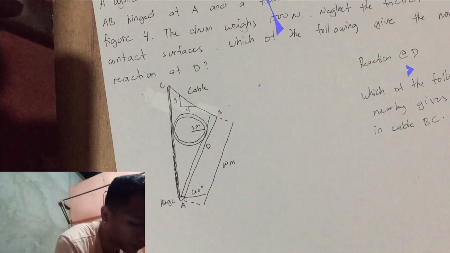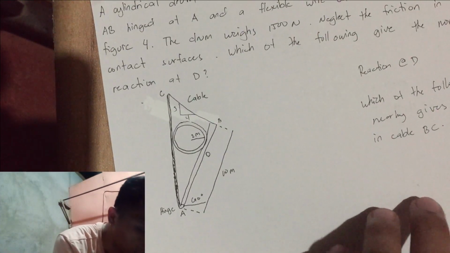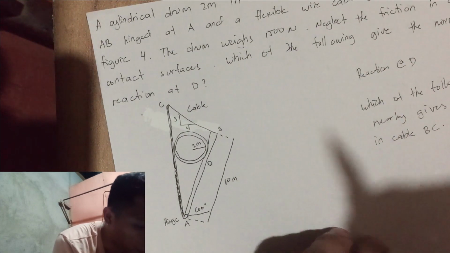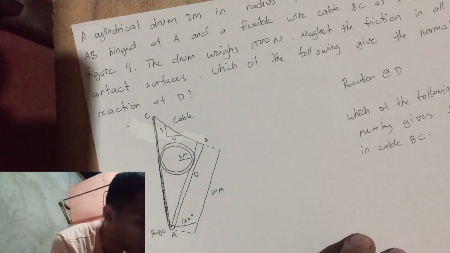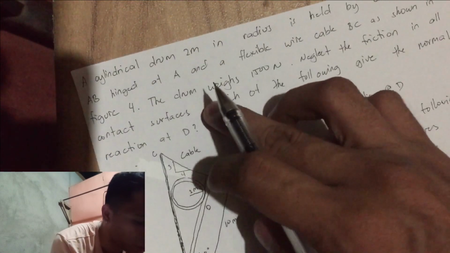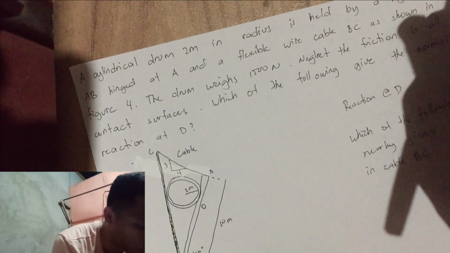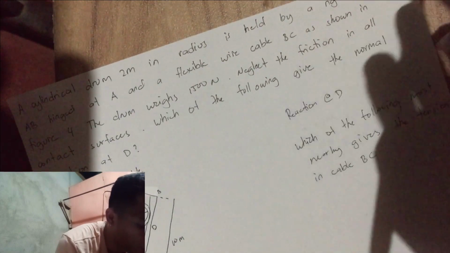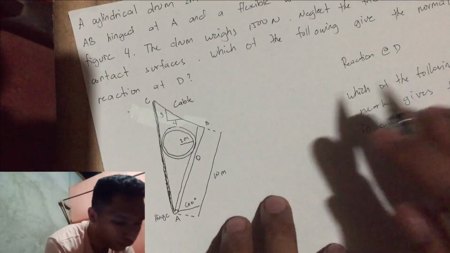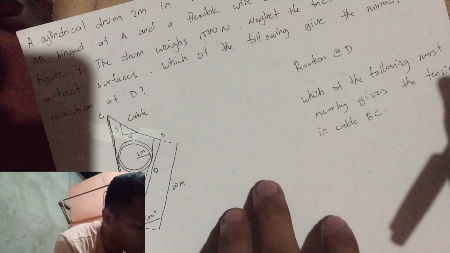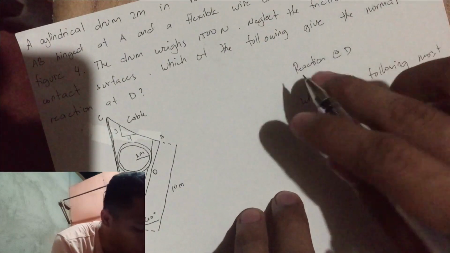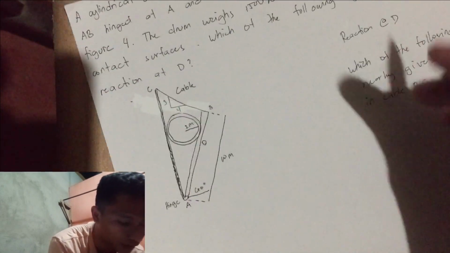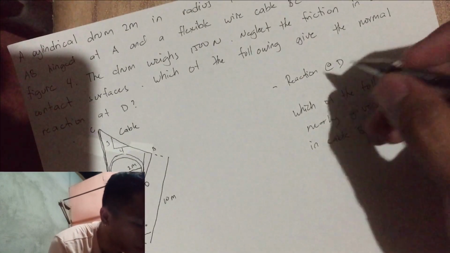For the next problem, we have a cylindrical drum 2 meters in radius held by a rigid bar AB hinged at A and a flexible wire cable BC, as shown in figure 4. The drum weighs 1,500 Newton. Neglect the friction in all contact surfaces. Which of the following gives the normal reaction at D? We have two possible questions: the reaction at D, and the tension in cable BC. First is the reaction at D.